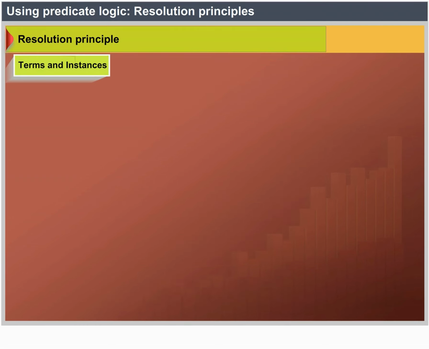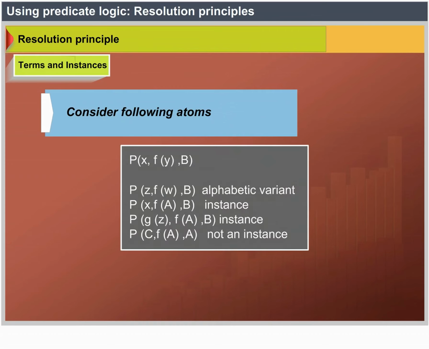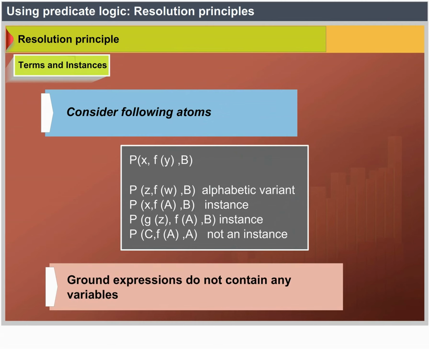Terms and instances. Consider the following atoms: P(x, f(y), b), P(z, f(w), b), an alphabetic variant. P(x, f(a), b) is an instance. P(g(z), f(a), b) is an instance. P(c, f(a), b) is not an instance. Ground expressions do not contain any variables.